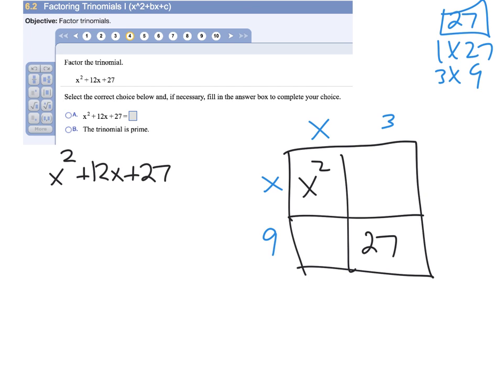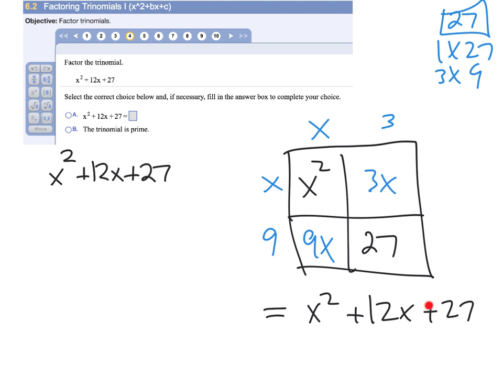So let's multiply. I get 3x, I get 9x. So let's check to see if we're right. So you got x squared because that's right here. There are no like terms. These guys are like terms. There's 12x. So I get plus 12x plus 27 because 27 doesn't have any like terms. And look at that. I got exactly what I was aiming for.